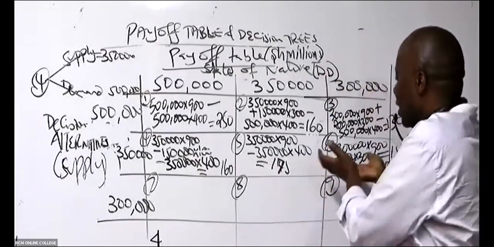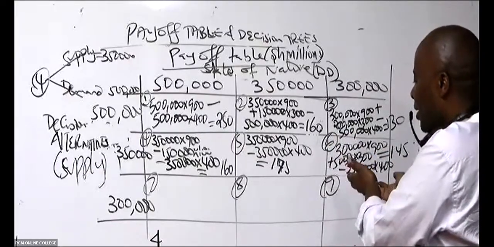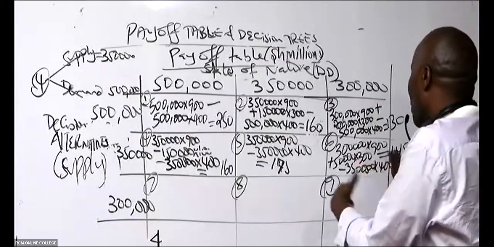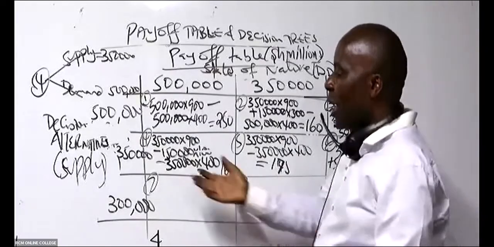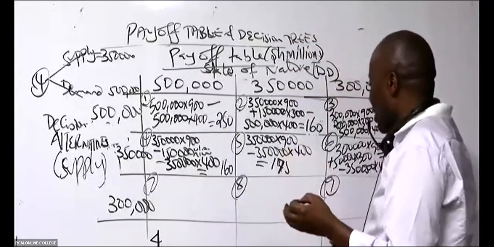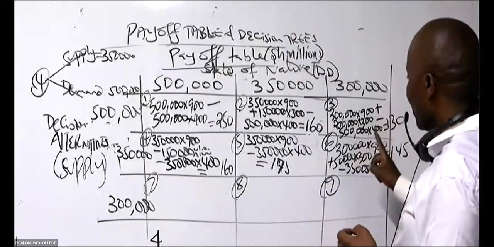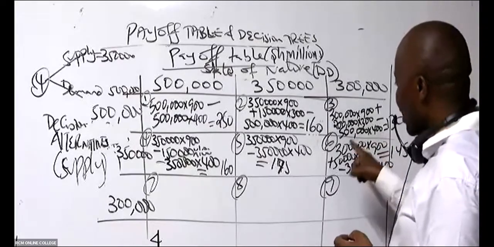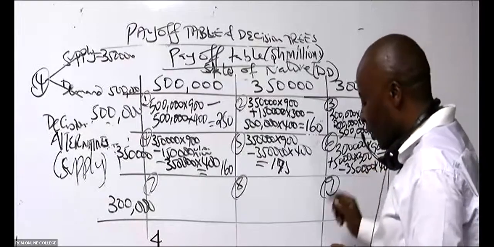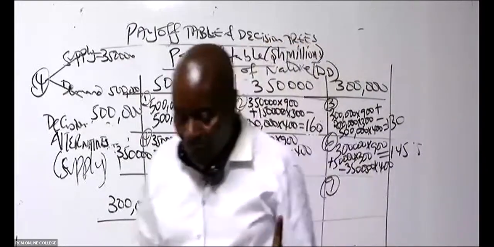So in this case here, we'll sell the 50,000 at 300 minus 350,000 times 400, because always cost of production is pegged on the supply. And then you take your calculator slowly. You say 300 times 300,000 times 900 plus 50,000 times 300 minus 350,000 times 400. All of us now should be very comfortable.